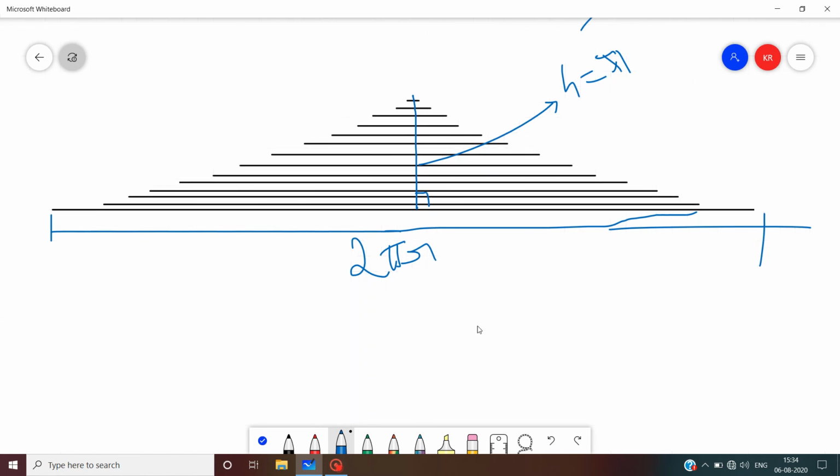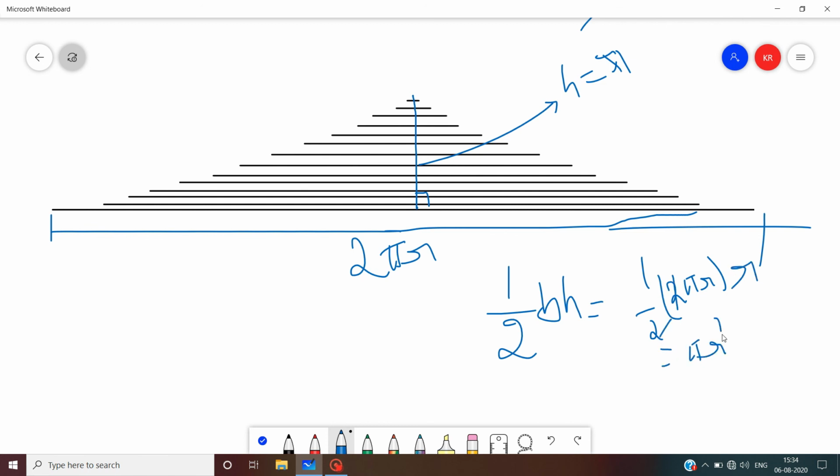So how do we deduce the area of a triangle? Half base into height. So here the base will be 2 pi r, half of that, into height r. So 2 gets cancelled, giving pi r square as the area.